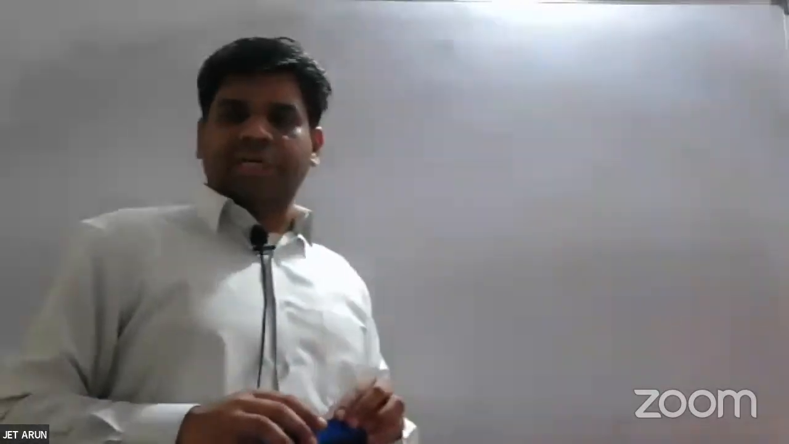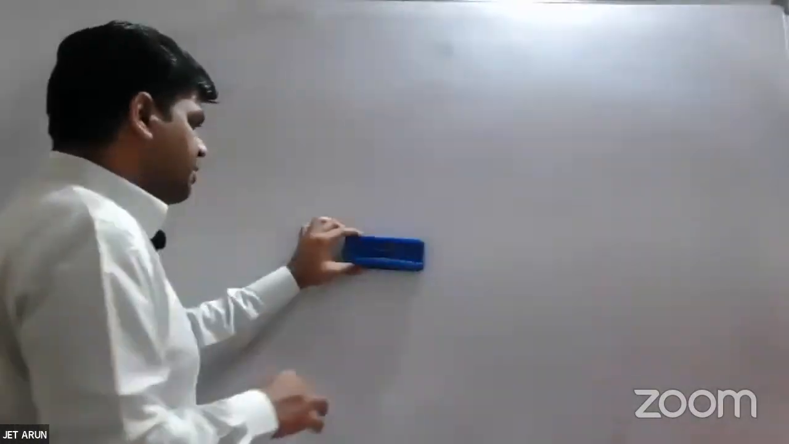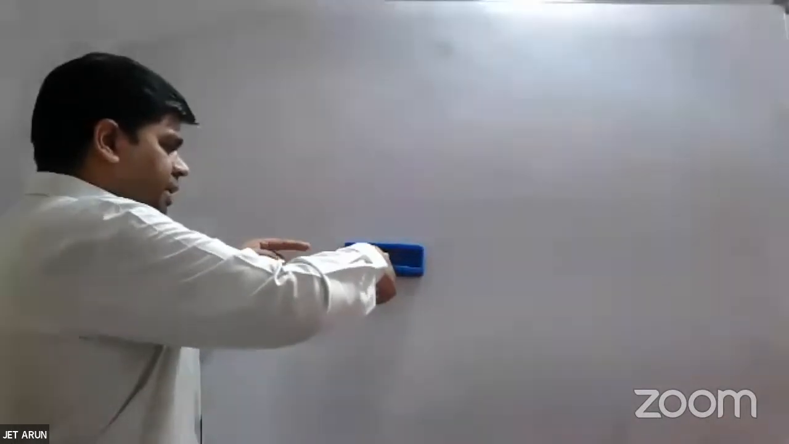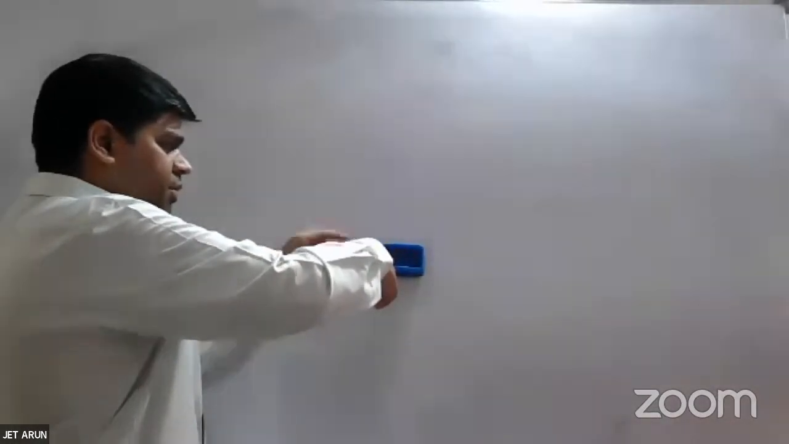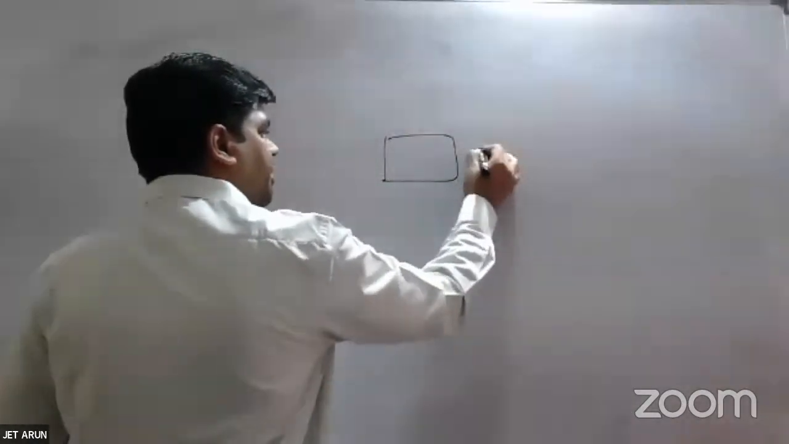I'll see in which direction the block is tending to move. If it is tending to move towards the right, friction will be towards the left. If it is tending to move downward, friction will be upward. So in this case, it will tend to move downward, friction will be upward. Now the question is, if I apply another force of 10 Newton here, will the block move? So I've got a force of 20 Newton into the plane.